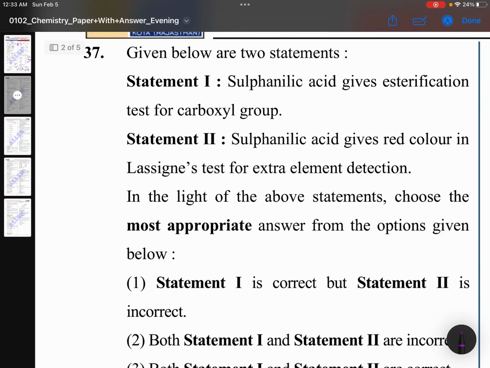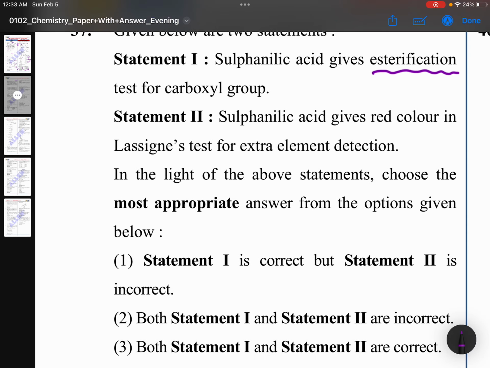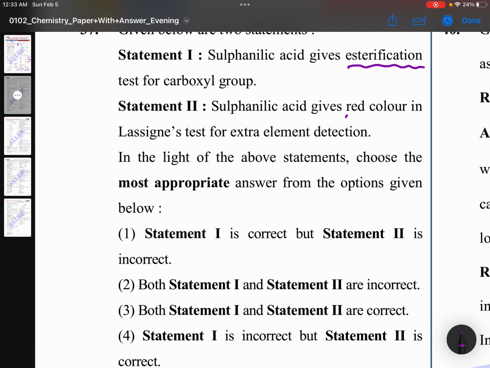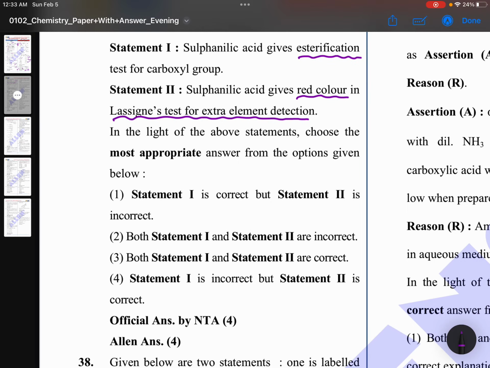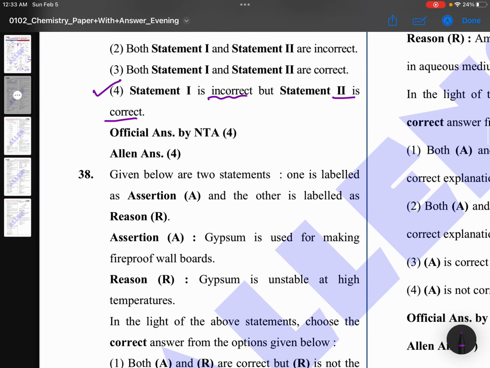Thirty-seventh question, you see. Sulfanilic acid gives esterification test for carboxyl group. Sulfanilic acid gives red color in Lassaigne's test for the extra element detection. Extra element is nothing but nitrogen and sulfur. When both are present, it gives red color. So statement 1 is incorrect, but statement 2 is correct. This is right. Sulfanilic acid gives esterification for the carboxyl group. In sulfanilic acid, there is no carboxyl group. So, obviously, right. No questions in this. Answerable, not a tough question.